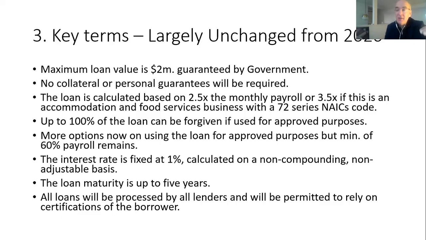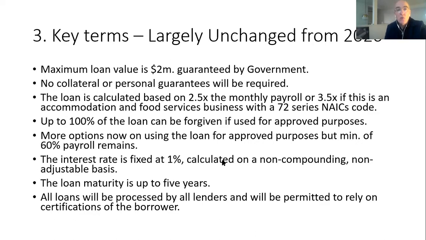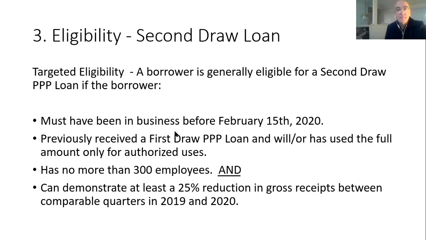You could think of it as a great way to have a fixed rate 1% loan that you couldn't get on the open market. Nonetheless, the loan maturity is 5 years, and all loans will be processed by all lenders, and it is the responsibility of the borrower to provide the information. So a second draw, what's changed? These are the key points here.